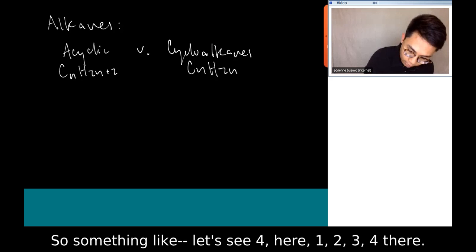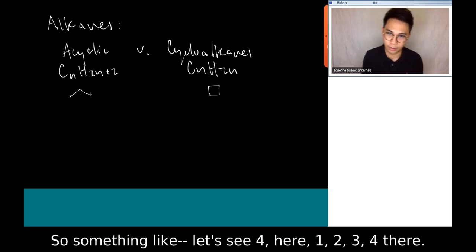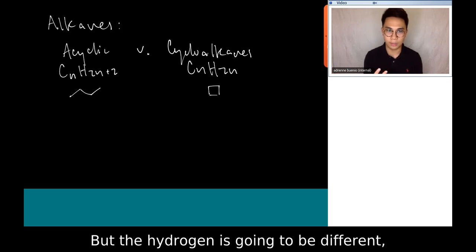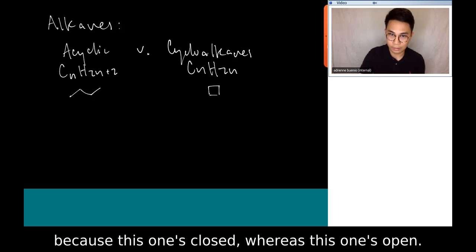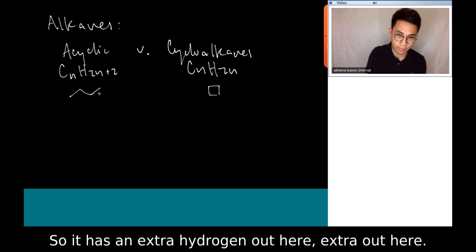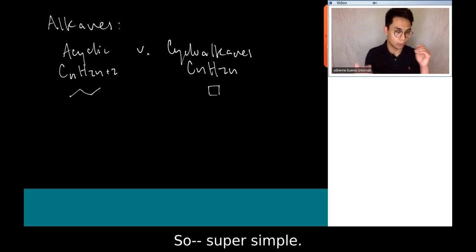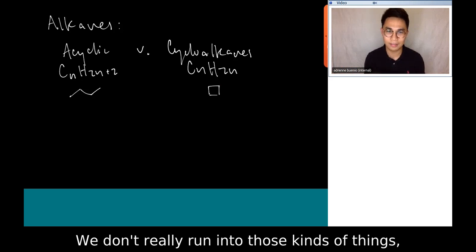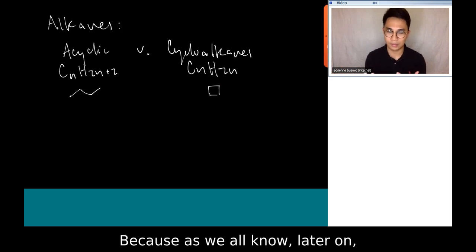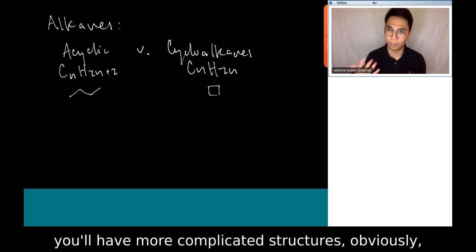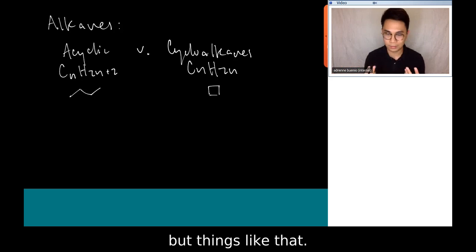So something like, let's see, four here, one, two, three, four there, right? We can count out the carbons. It'll have four carbons, but the hydrogen count is going to be different because this one's closed, whereas this one's open, right? So it has an extra hydrogen out here, extra out here. Both of these are closed, so this is missing those hydrogens, right? So super simple. We don't really run into those kinds of things, because as we'll know later on, you'll have more complicated structures, right? Obviously, but things like that.